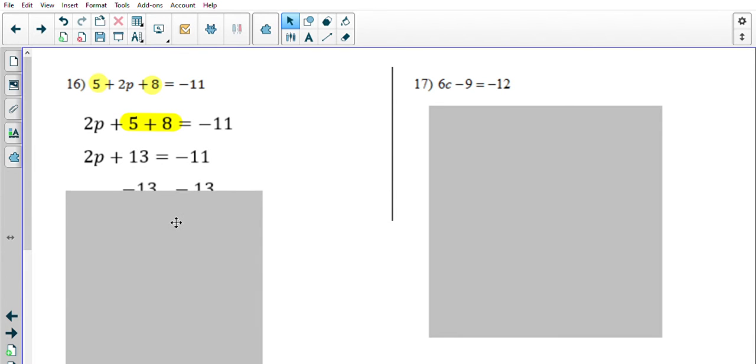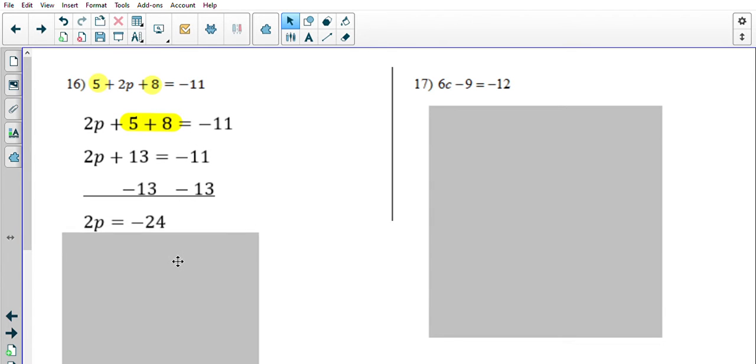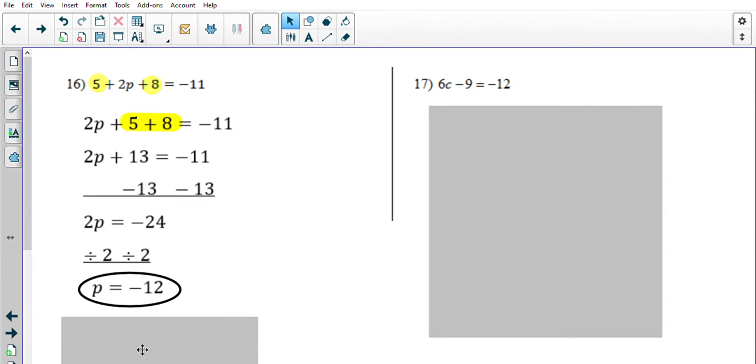Start by subtracting 13 from both sides. Be careful, -11 minus 13 is not 2 or -2. It's -24. Divide both sides by 2. Take -24 divided by 2 to get your solution. You will get -12.